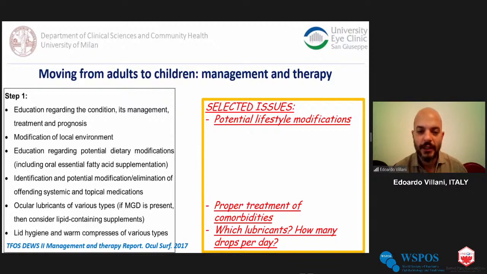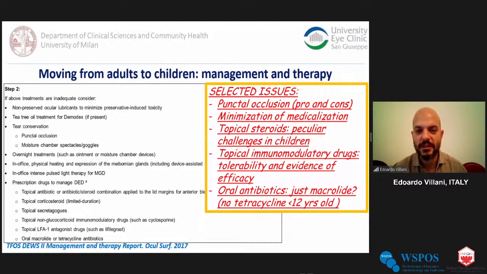At the same time, in the first step, the first level of severity of dry eye, one of the most important therapies are lubricants, but are they suitable for use in children? What is the impact of lubricants on the children's quality of life, which is the ideal lubricant, how many drops per day, and so on. And even more problems if you use drugs, if we move to step 2 of therapy and we need to use a more invasive approach and drugs.